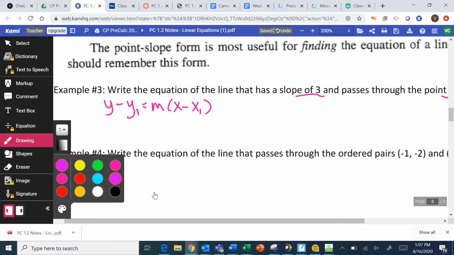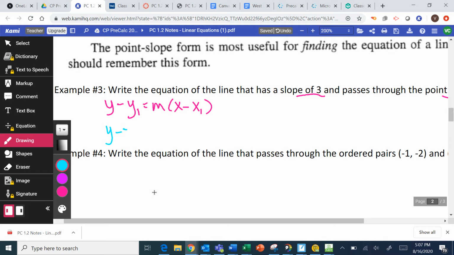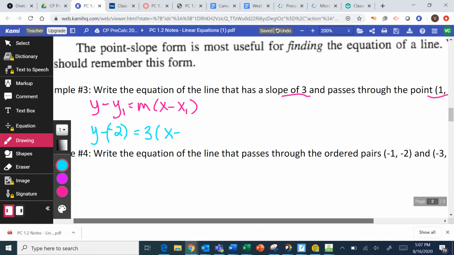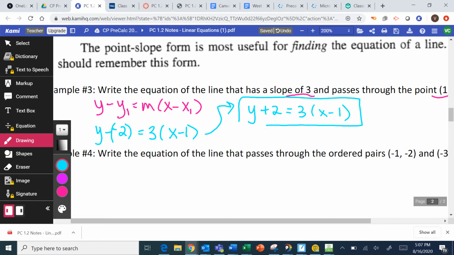Now we're going to plug in the information that we were given. So we have y minus, and then the point says negative 2. So put negative 2. Equals our slope of 3 times x minus 1. And I'm going to simplify. Y plus 2 equals 3 times x minus 1. This is point slope form.